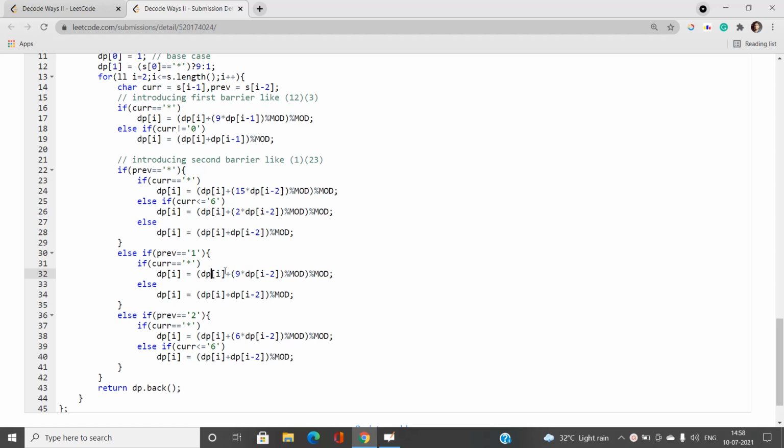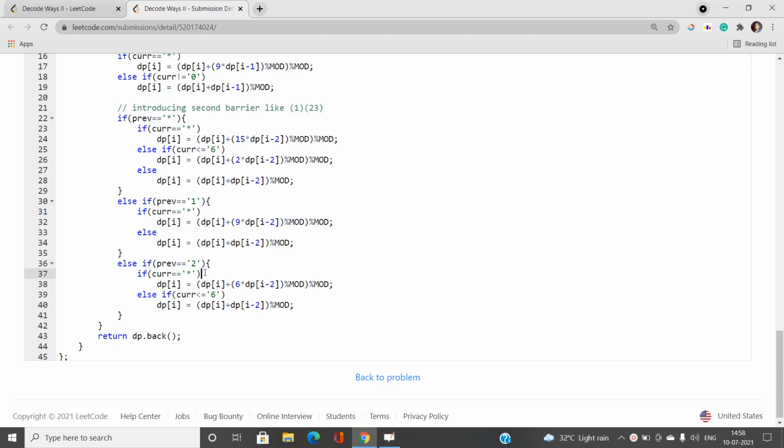Okay, now what about if previous is 2? So if previous is 2, you need to check out the current character. If it is a star, you can see there are 6 ways, like 21 up to 26. Otherwise you need to check if my current character is less than or equal to 6. Then you go with the previous value, otherwise leave it out, because 27, 28, 29 should not be included. And finally return dp of back. Note that you need to take the modulus everywhere.